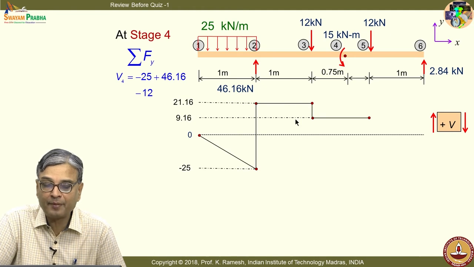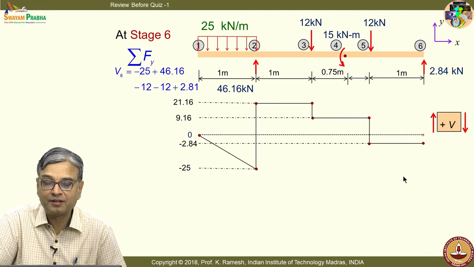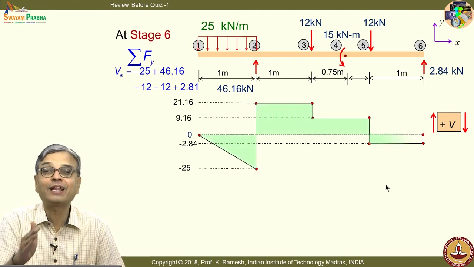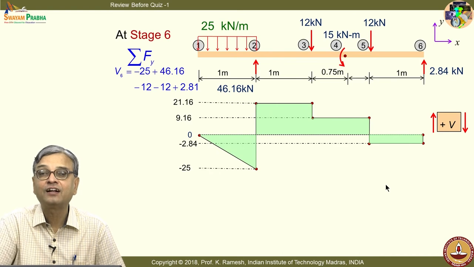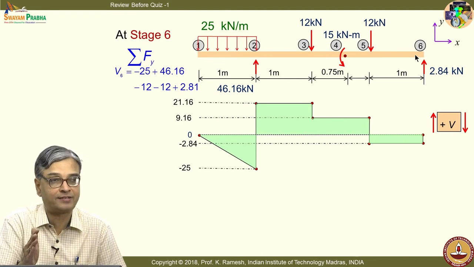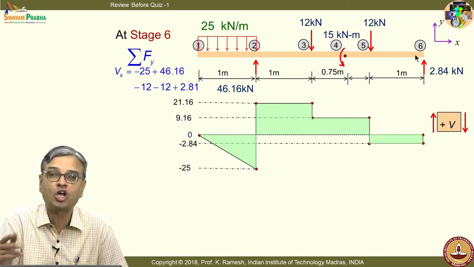And then it will remain constant, the moment has no role to play in the shear force, then I will come down by 12 kilo Newtons. Then I will go up by 2.84 kilo Newtons. So, the plot will start from the left to right, you can trace the forces. So, the key points are wherever you have external force, they serve as key points. And you should also decide how many sections you need to take to solve this problem.